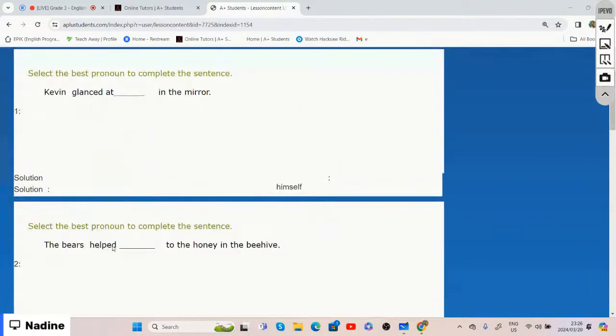The bears helped to the honey in the beehive. So the bears, right? The bears are more than one. So the bears helped to the honey in the beehive. What is the reflexive pronoun that we are going to use within that sentence?